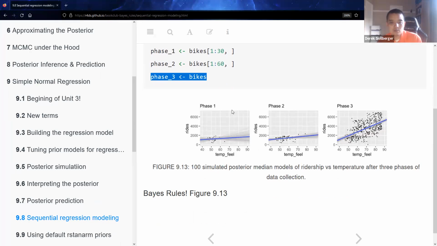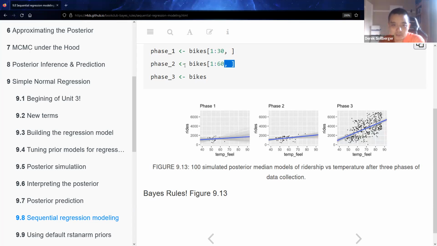Looking at these graphs, maybe focus on the light gray lines, all the possible linear regression lines that we're getting. When we have the first 30 days of data, especially because this is not necessarily a random sample, we have different seasons: winter, spring, summer, fall. We have some information, but you can see the light gray lines vary quite a bit.